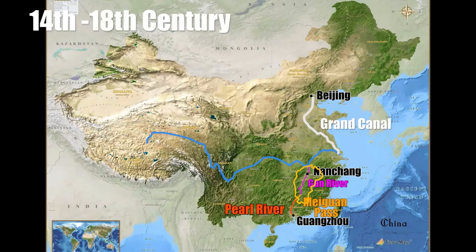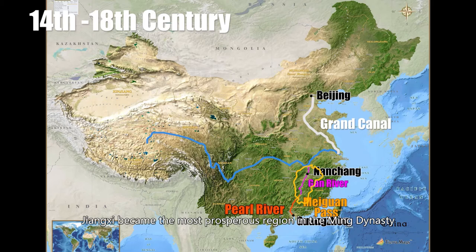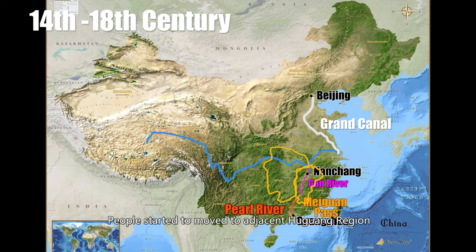Due to its strategic location, Jiangxi became the most prosperous region in the Ming Dynasty. Prosperity resulted in population boom in this region. However, farmland was not enough to sustain this large population. People started to move to the adjacent Huguang region where there was less population. Some people migrated even further away to southwest China. Some saw business opportunities in other regions of the country.